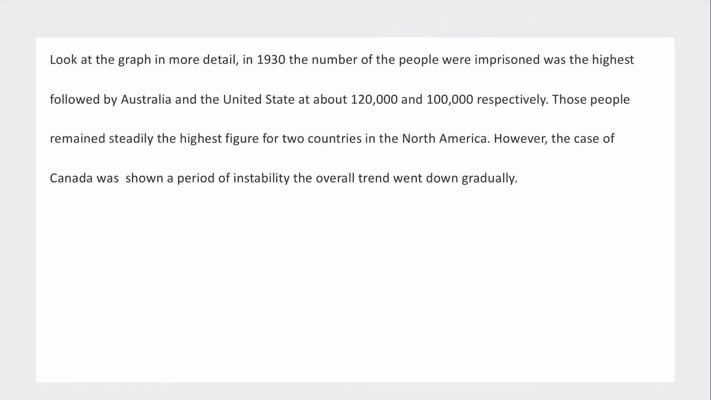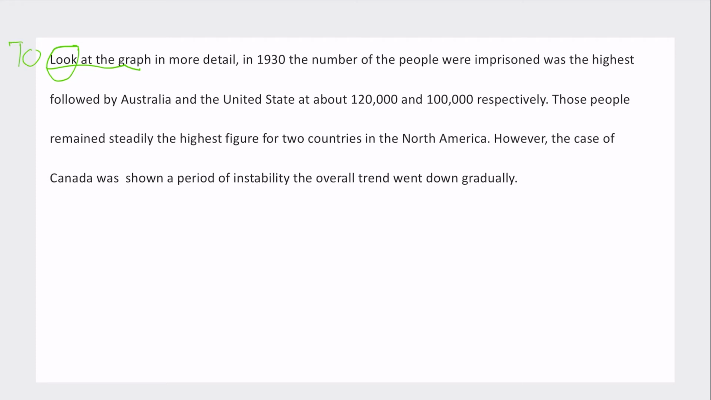Let's look at the detail. Look at the graph in more detail. So that's a very instructional sentence. When we start with a verb like that, it's like an instruction, so it's kind of aggressive. So we would just say "To look at the graph in more detail" rather than "Look at the graph."